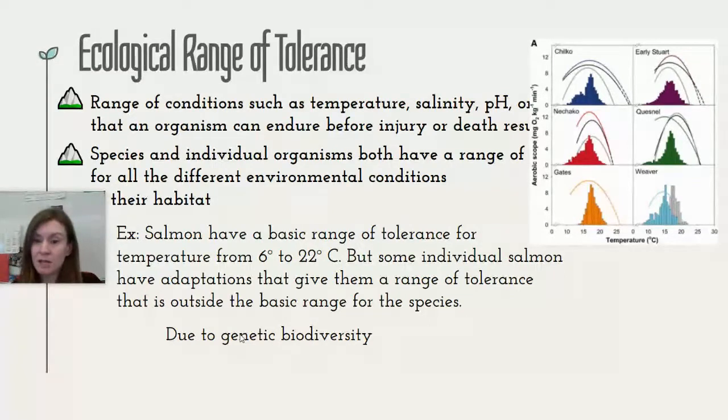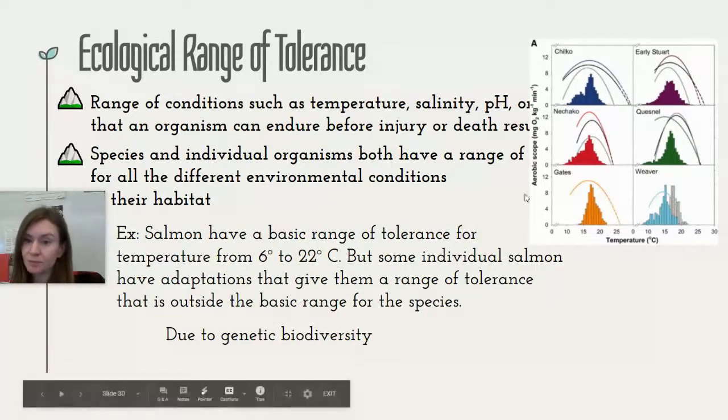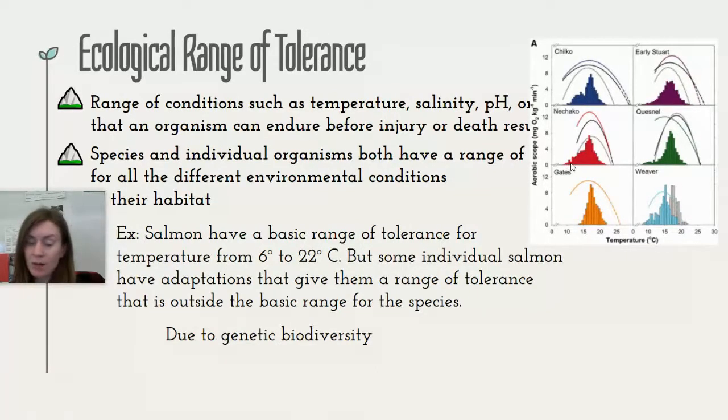So some of these, for instance, the Gates, here you can see it uses oxygen better when it's colder than the Nechako here can survive. It can use oxygen pretty well when it's below 15 degrees. Whereas the Gates might not do so well as it gets colder. Might not be as successful and therefore have a lower population. Okay, when organisms are in their range of tolerance and they're using oxygen effectively, that means that they're feeding, they're mating, they're thriving, and therefore the population will be higher.